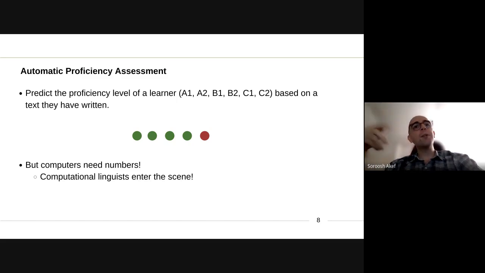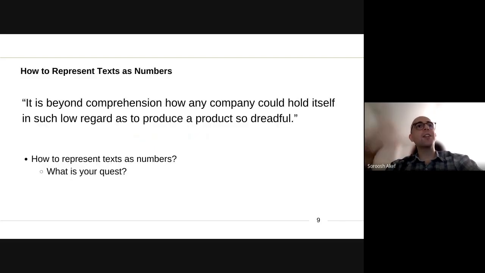But then computers need numbers, right? They do not process text. Even ChatGPT or any other natural language processing system, what goes on behind the scenes is lots of number crunching. This is where computational linguists enter the scene, because how we represent text as numbers is really important for what you're trying to do. So imagine, for example, we have a text like this.